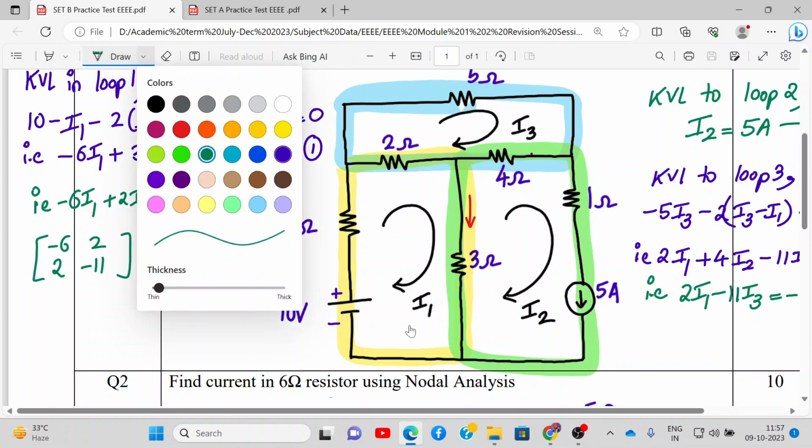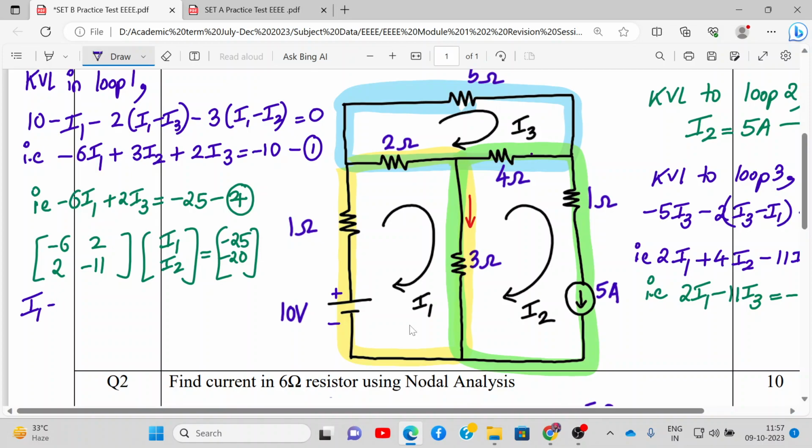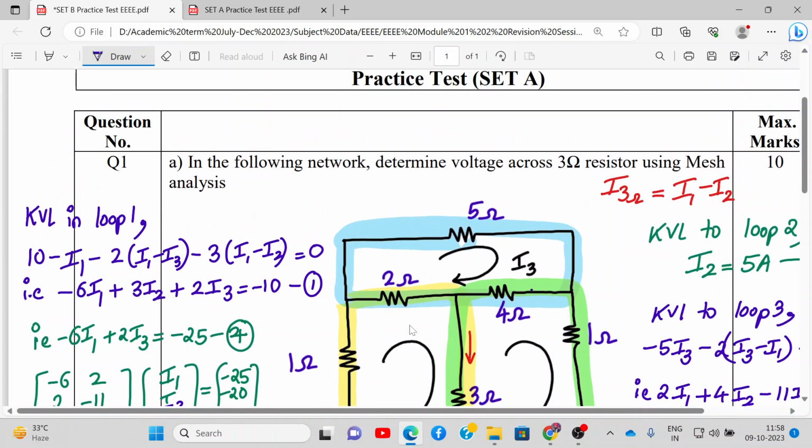So I1 is coming out to be, let me write it as, I1 is 315 divided by 62 amperes. That is equal to 5.08 amperes. And I3, actually here it is I3. Sorry, I made a mistake over here. This will be I3. So I3 will be 85 divided by 31 amperes. So this value comes out to be 2.742 amperes. All right.